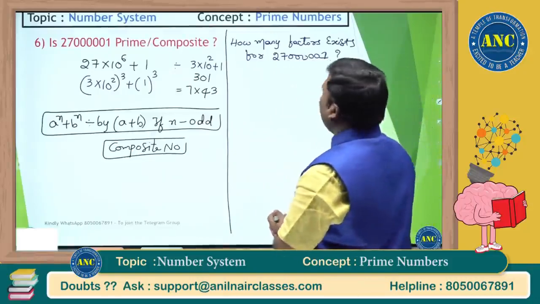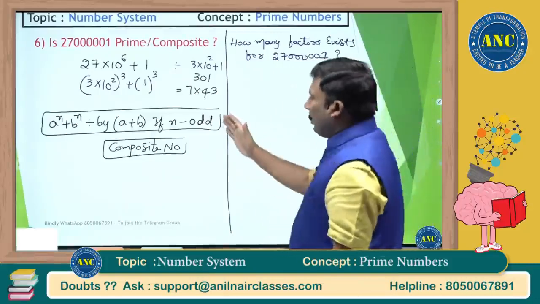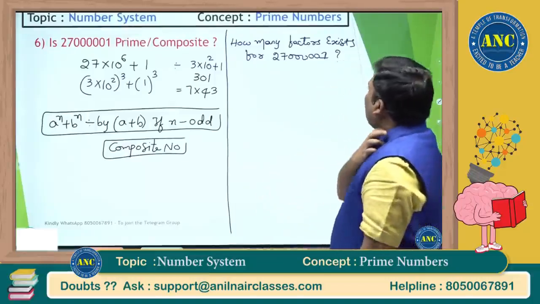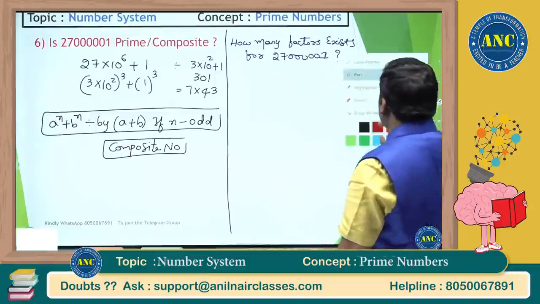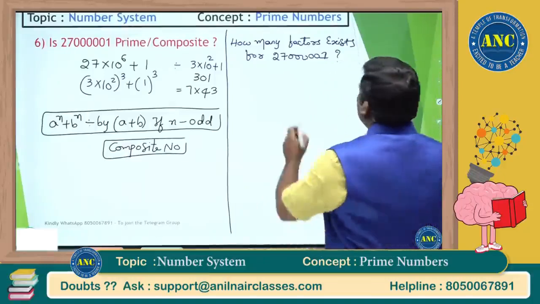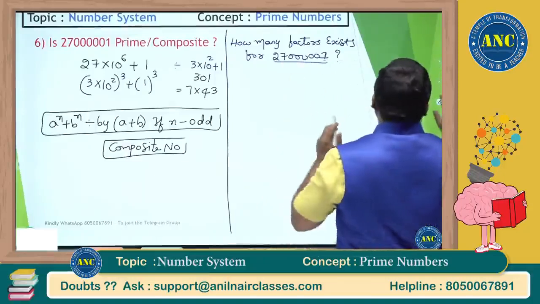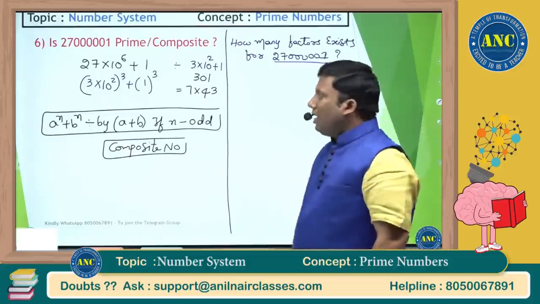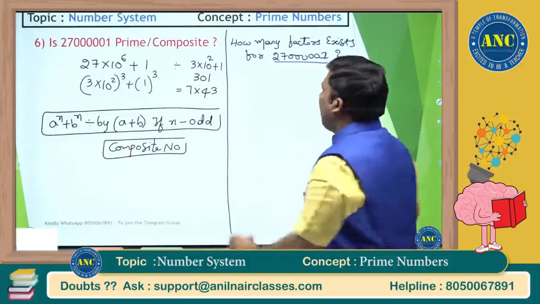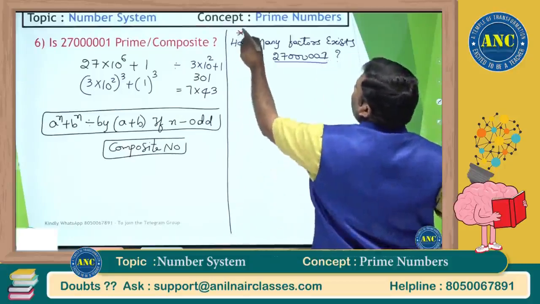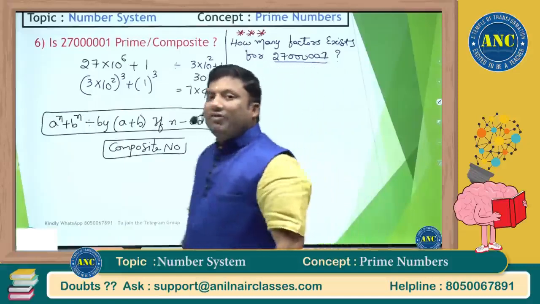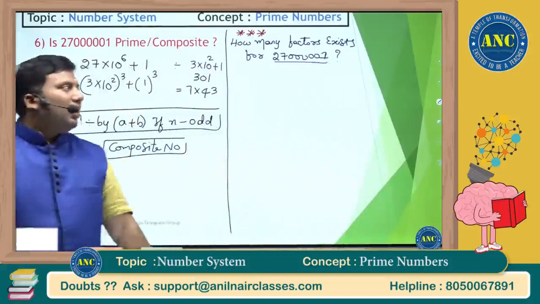I hope the idea is clear. Now if I keep the same question at a CAT level, the question is how many factors exist for this number? Now you are telling that this number is a composite number. Now tell me how many factors exist for this number. This is a very beautiful question. Please put a star mark on this. How many factors exist for this number?